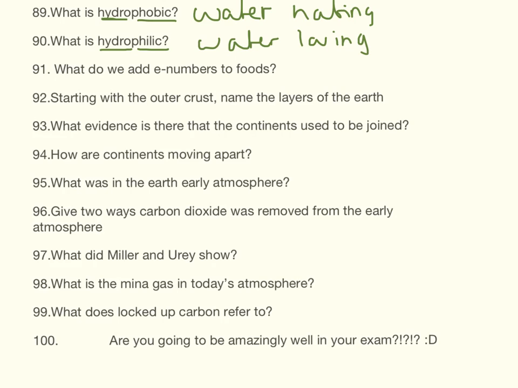Why do we add E numbers to food? Lots and lots of different reasons: to preserve them, to improve the texture or the taste. Starting with the outer crust, name all the layers of the Earth.